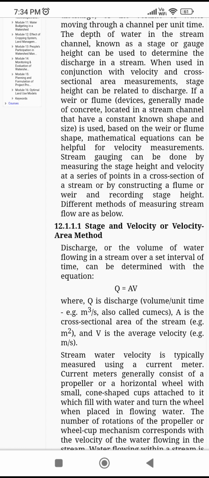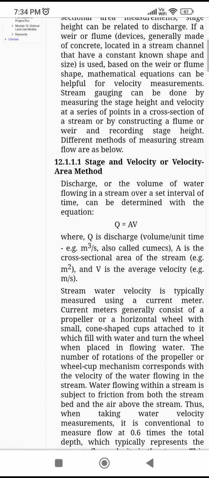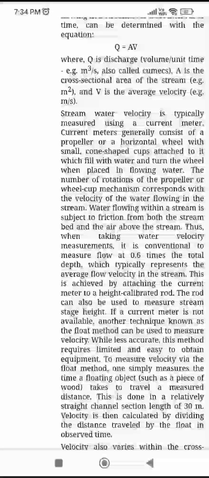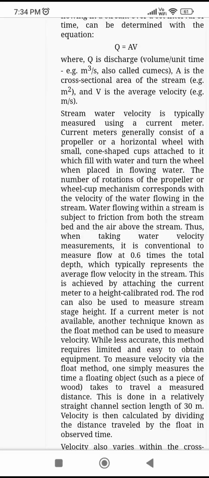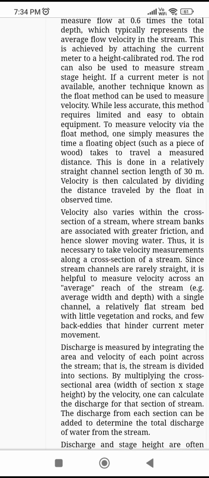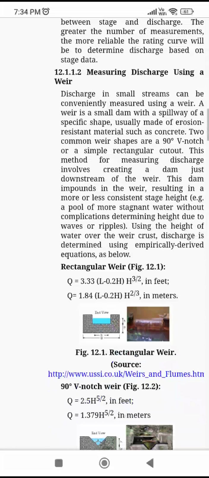Surface water measurements. So velocity area method, Q is equal to AV, where Q is discharge in cubic meter per second, A is the area of cross section, and V is the average velocity in meter per second. Then this is an important point, measuring discharge using a weir.